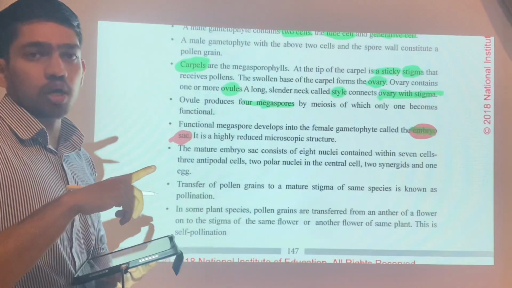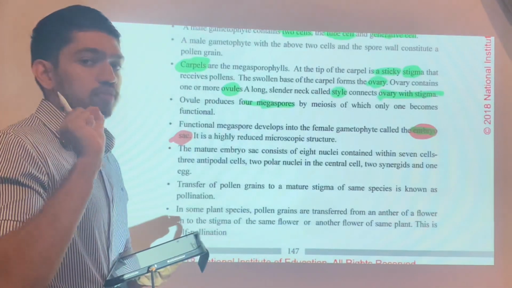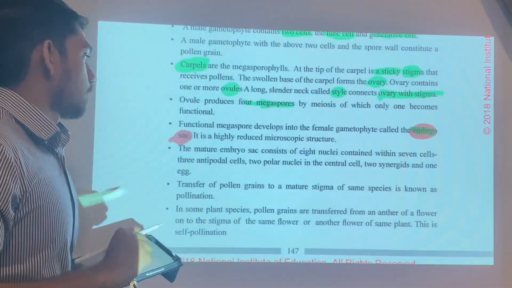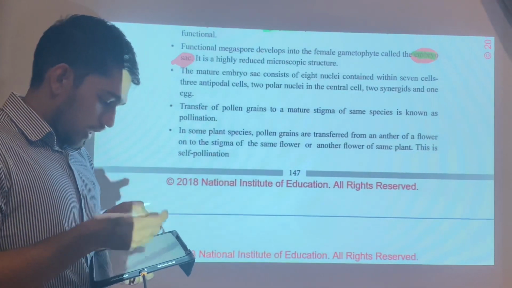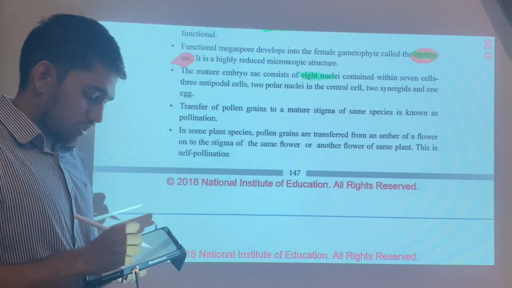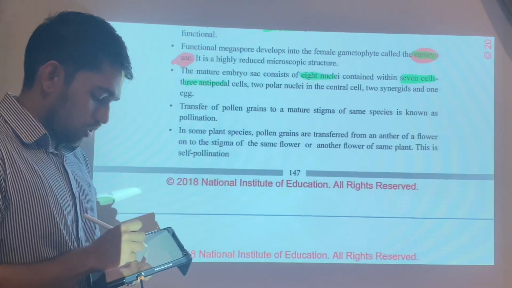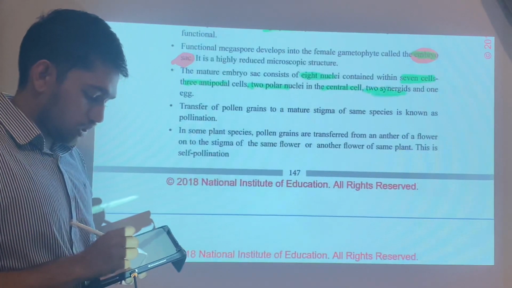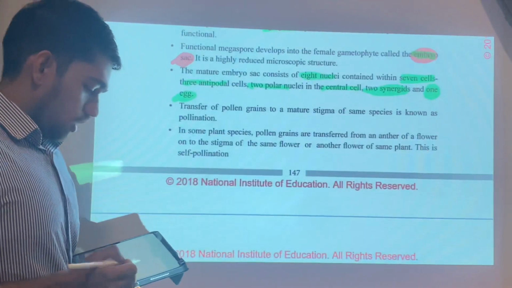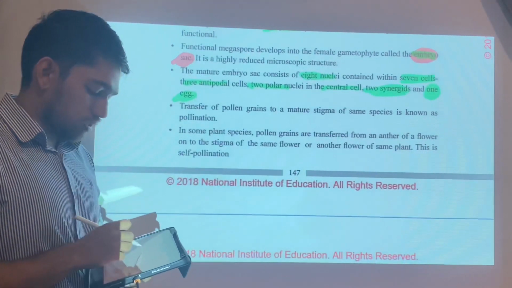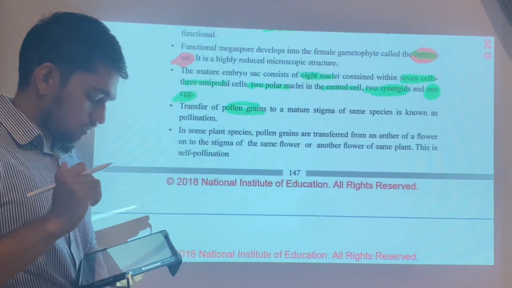We started with Pogonatum, and Pogonatum had a dominant gametophyte. Now this is a very microscopic structure, the gametophyte. Then I talked about the contents of the embryo sac: 8 nuclei in 7 cells, 3 antipodal, 2 polar nuclei in the central cell, 2 synergids and 1 egg. The egg is the important one. So pollination will take place. The pollen grains with the male gametophyte will deposit on the stigma.